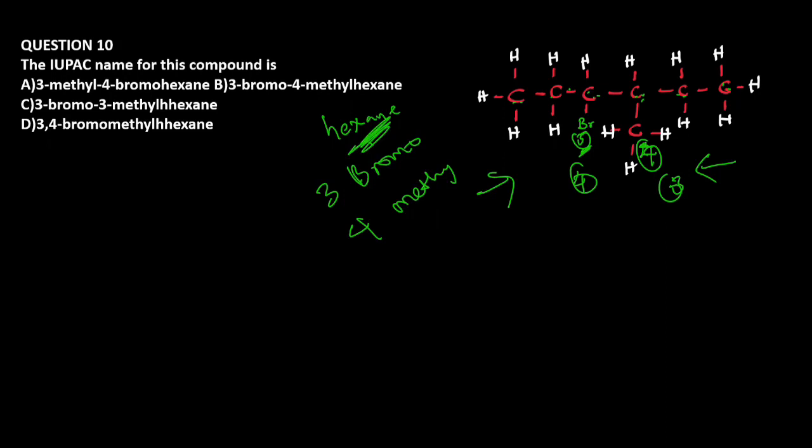So now just go to your options and pick the correct one: 3-bromo-4-methylhexane. As simple as that. Can you see? It is in option A. So B is the correct answer. Do you get it? B is the correct answer.